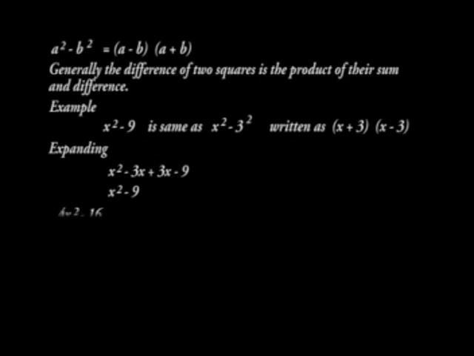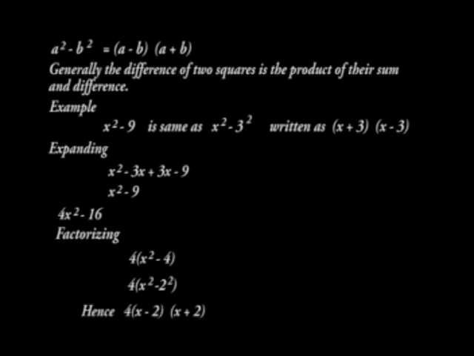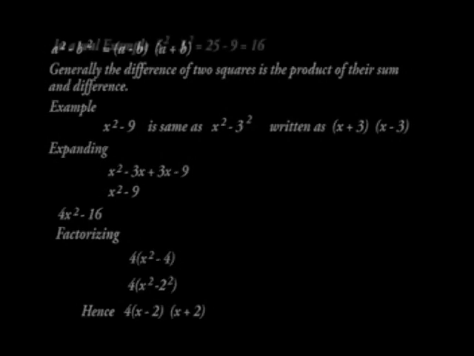For 4x squared minus 16, we first factorize. We get 4 into x squared minus 4. The term in the bracket is a difference of two squares. That is 4 into x squared minus 2 squared, which is 4 into x minus 2 times x plus 2. In a real example, 5 squared minus 3 squared is equal to 25 minus 9, which is equal to 16. Let's confirm this. 5 minus 3 times 5 plus 3 is 2 times 8, which is 16.